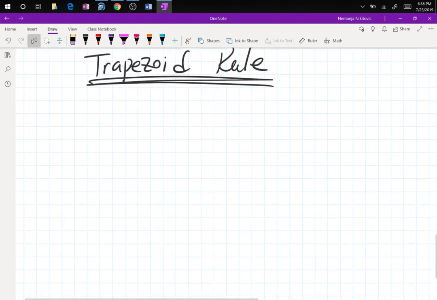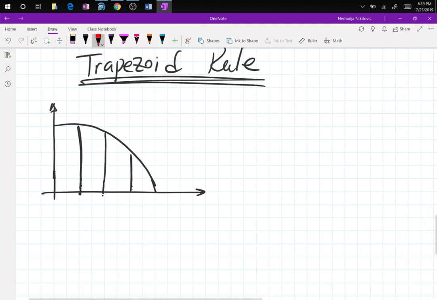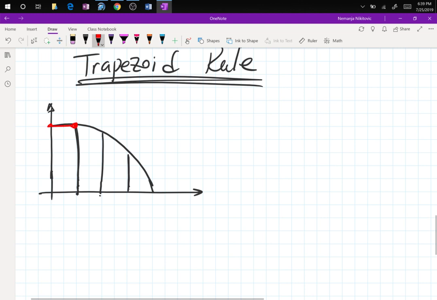A trapezoid rule is going to be the linear approximation, because now if you have the same picture like this, and now when you divide it half, half, half, you will be connecting the endpoints with a straight line.